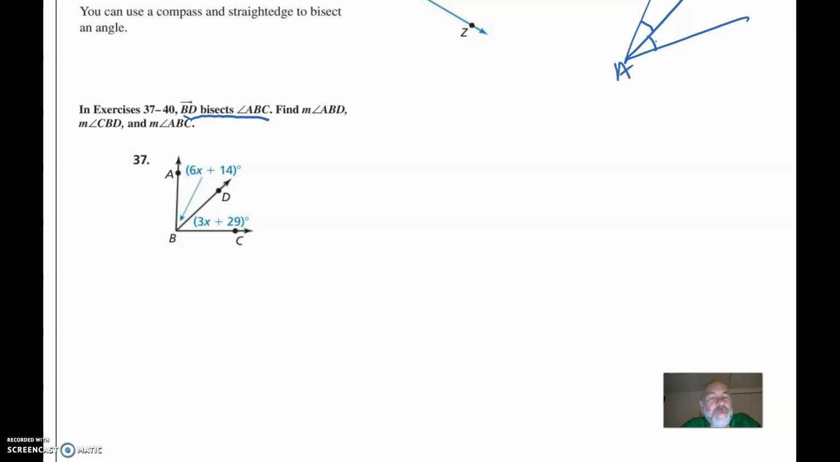So here's an example of one where it does that. It says BD bisects ABC. So this angle is equal to this angle. Find the measure of all the angles. So it's ABD, the little top one, and then the little bottom one, and then the whole thing. Okay. So how do we do this? We set up an equation.